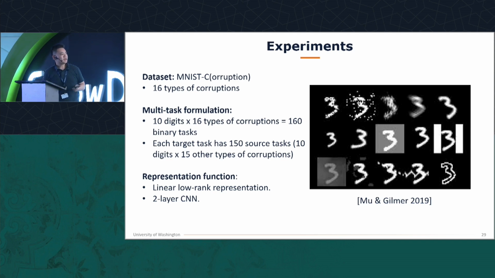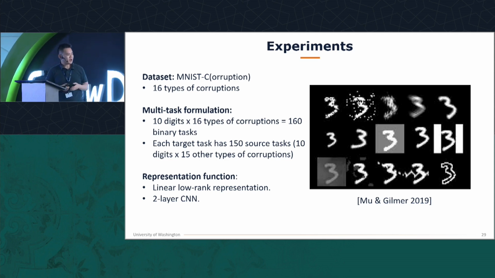Okay, so here we construct a multitask learning setting. We have 10 digits and 16 types of corruption, so in total we have 160 binary tasks. Each target task has 150 source tasks, which correspond to 10 digits and 15 other types of corruptions. So we have in total 160 target tasks for testing, and for each task, we construct 150 source tasks to learn representation.